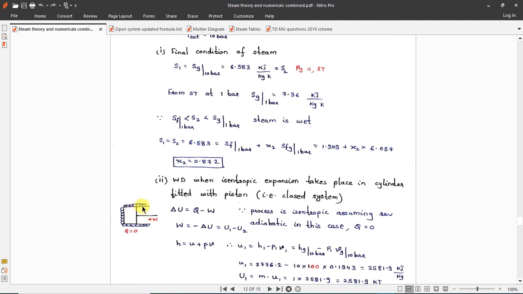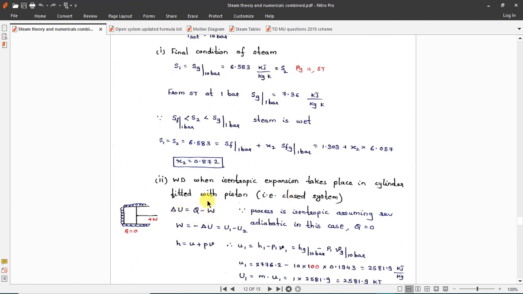So there is no friction and heat transfer is also zero. So this is a reversible process we are assuming. I have shown insulation over here, so in this case Q is 0. So for a closed system, what can I write? delta U is equal to Q minus W.